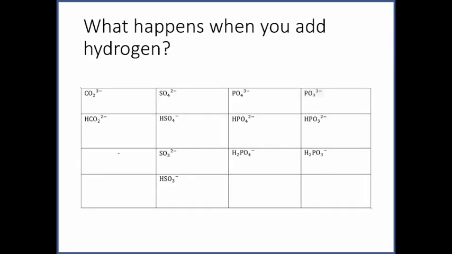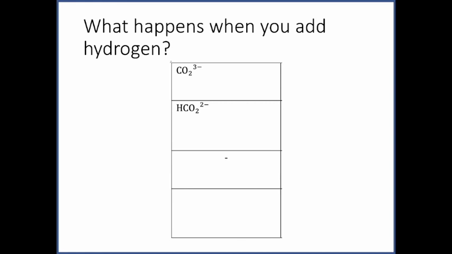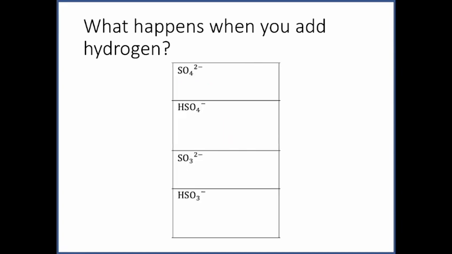So let's look at what happens when we add a hydrogen. We can find some patterns here too. Let's look at the first column. At the top, CO3 2- is carbonate. But when we add a hydrogen atom, we get hydrogen carbonate, which is also called bicarbonate, with the prefix bi. Now let's take a look at the next column. We have SO4 2-, that's sulfate, but when we add a hydrogen to it, we get hydrogen sulfate. That's also called bisulfate.